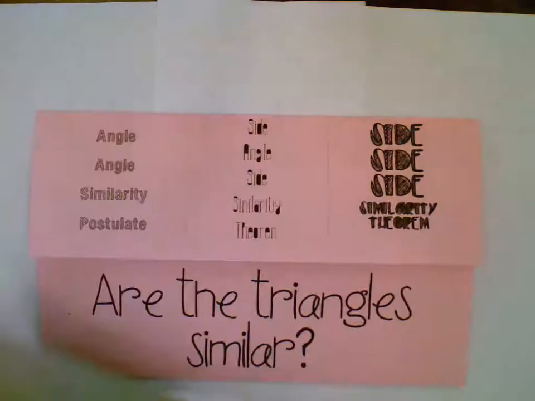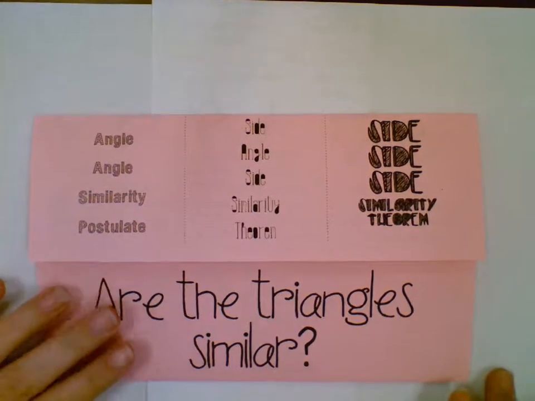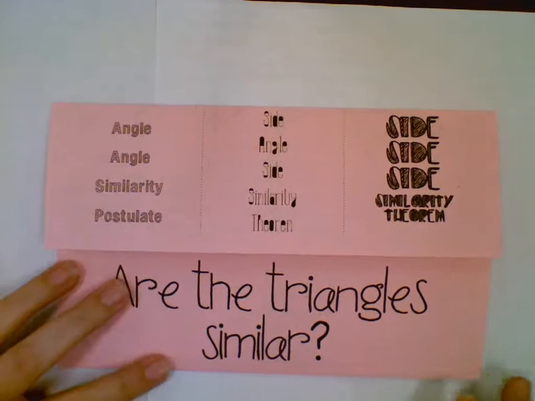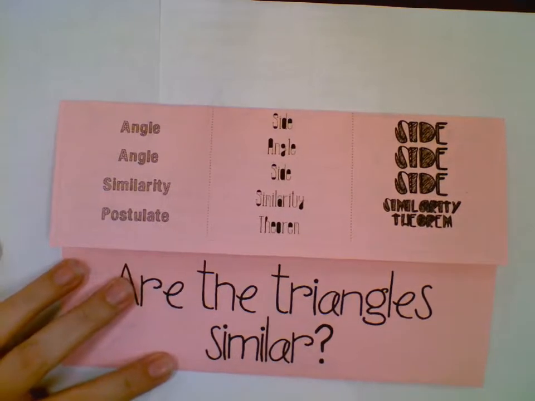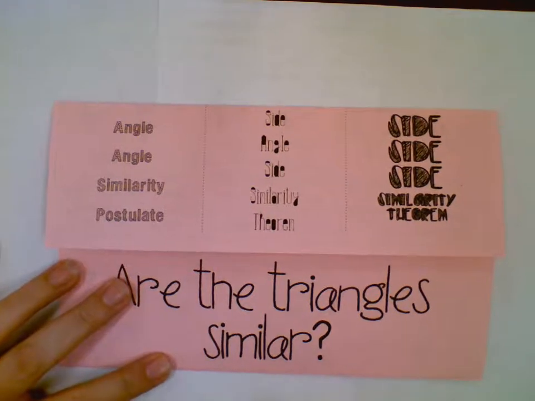So last class we talked about triangles or figures being similar. They had proportional sides and congruent angles. So today we're going to learn 3 shortcuts on how to prove triangles similar without having to show all the sides proportional and all the angles congruent.